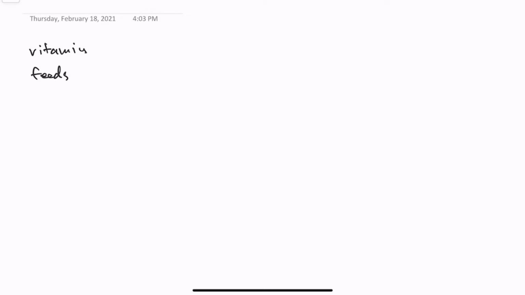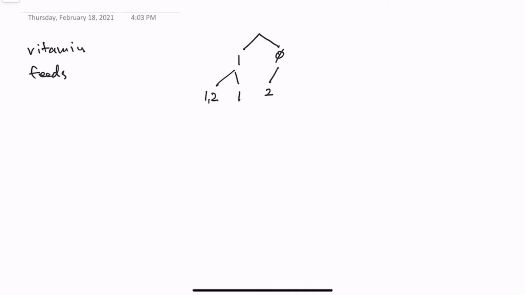So recursively, what we are doing is we are selecting feed one or not. And then we are including feed two or not, and then we're including feed three or not, and so on and so forth.